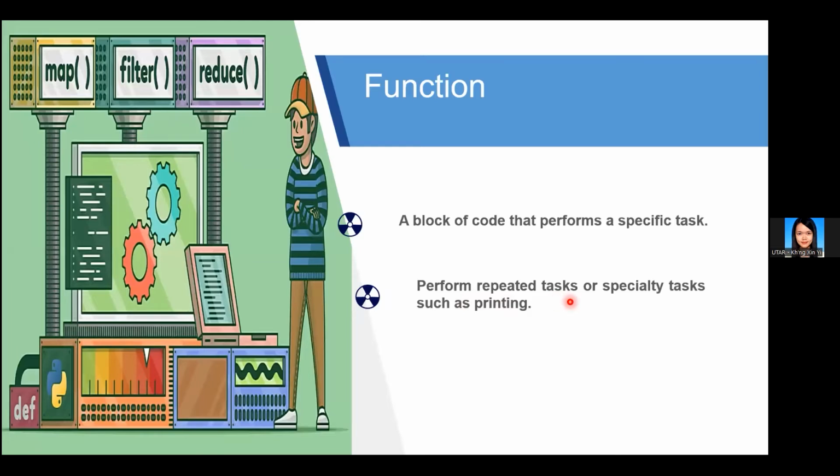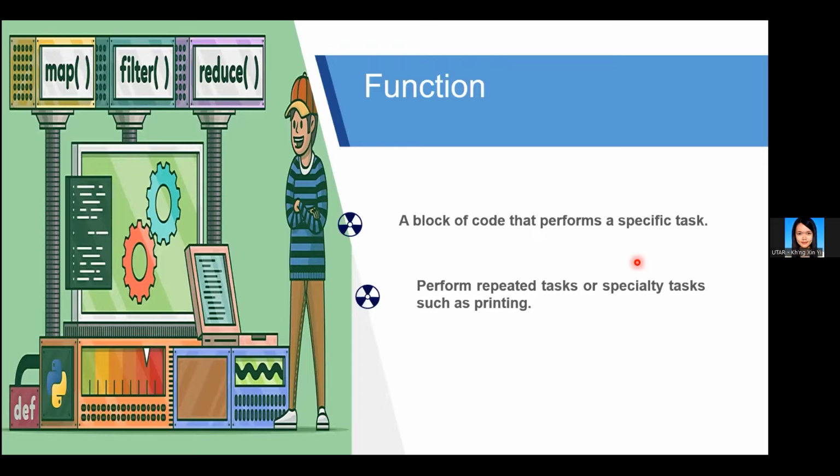This was shown in the example earlier, right? We use the same factorial logic to find the factorial of the first 100 numbers. They are just doing the repeated tasks. Or you can use the function to perform some specialty tasks such as printing. I just want to call the function and ask the function to do printing for me. So I can give you a simple example. You can think of it like you are the manager, and you assign your colleague or maybe the workers to do some single job.